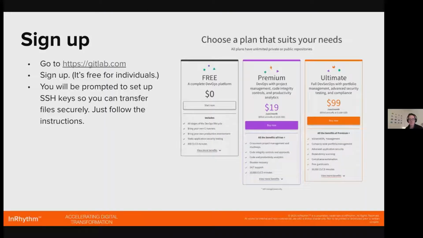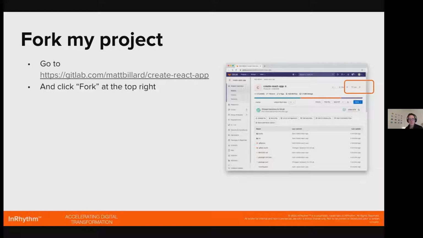So the first step is to go to gitlab.com and sign up. Did I mention it's free for individuals? After you sign up, you'll be prompted to set up some SSH keys so you can transfer files securely, or they have some other alternatives. Just follow the instructions. Next step is to fork the project that I have, and this will be everything you need to get started. Let's do it together.